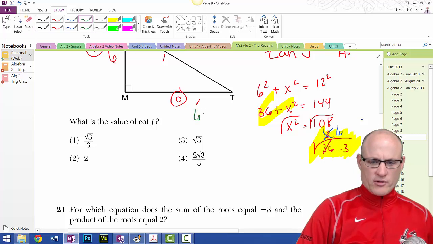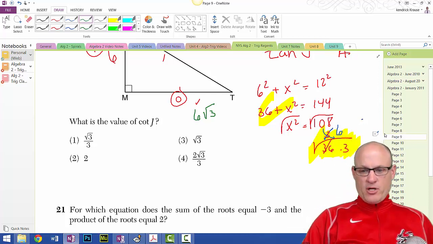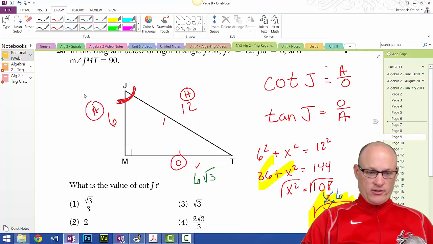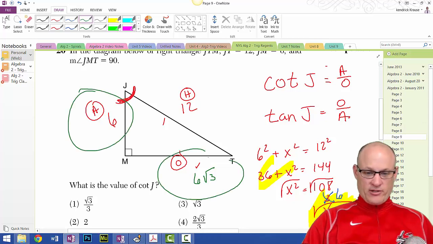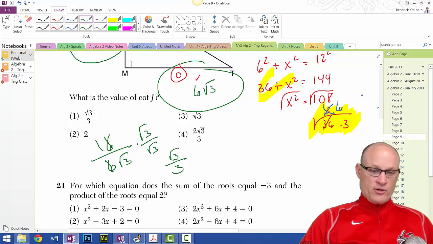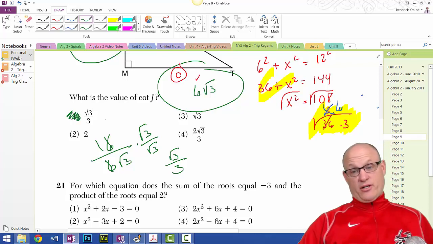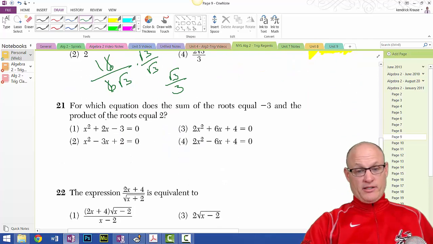So this is 6 square roots of 3. Now remember, this is why I did tangent. I just did tangent. And remember, cotangent is adjacent over opposite. I just did that backwards, and I apologize. So what I should have is 6 over 6 radical 3, which really is 1 over radical 3. And when I rationalize, I multiply by radical 3 over radical 3, and I get radical 3 over 3. Choice 1. Please accept my apologies. I told you I would never get 100 on a Regents exam because I always make dumb mistakes.